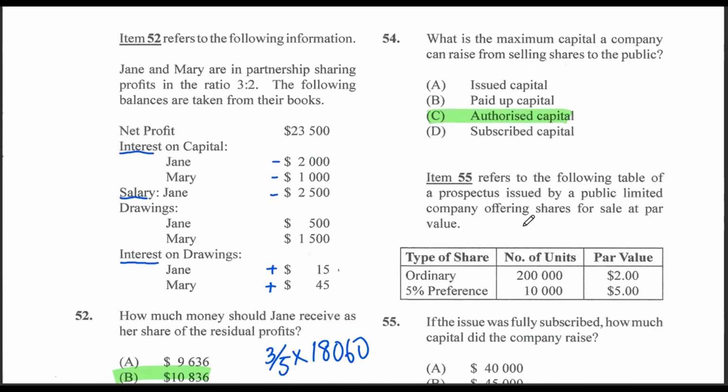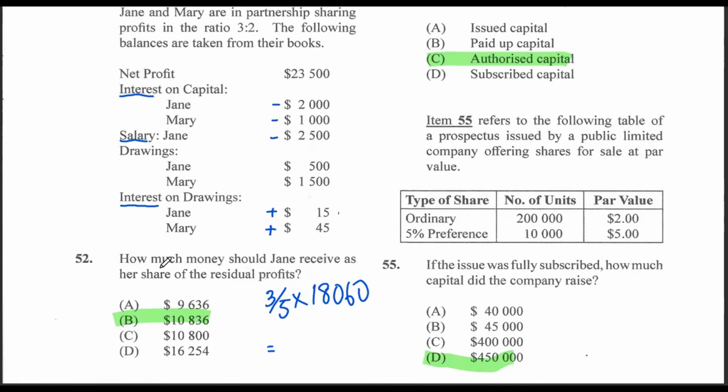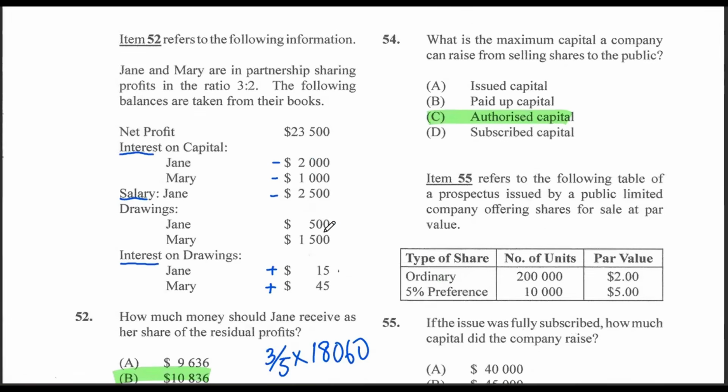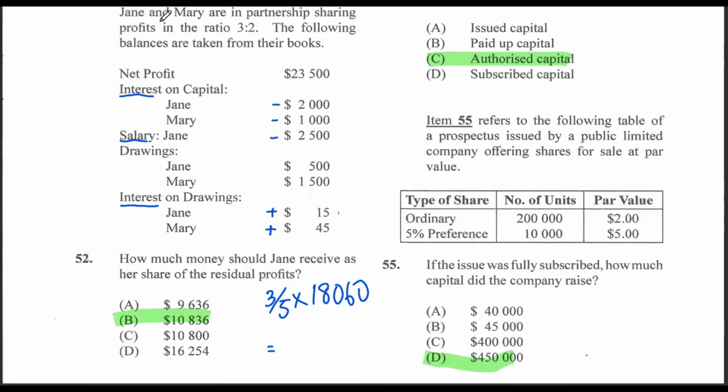Moving on to question 52, which is another long question. Let's look at the requirement. How much money should Jane receive as her share of her profits? Right, so now we have a full partnership question where Jane and Mary are in partnership sharing profits in a ratio of 3:2. The following balances are taken from their books: net profits, interest on capital, salary, drawings, interest on drawings. How much money should Jane receive as her share of profits?